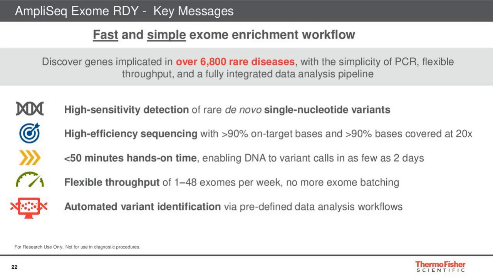One of the advantages of the Ion workflow is the ability to have flexible throughput. So depending on your needs, you can run from 1 up to 48 exomes per week, which reduces the need to batch exome samples. And we provide the whole workflow, including automated variant identification with predefined analysis workflows for single, duo, and trio exome analyses with Ion Reporter. Altogether, this workflow is meant to simplify exome sequencing, even for labs who may be new to next-generation sequencing.